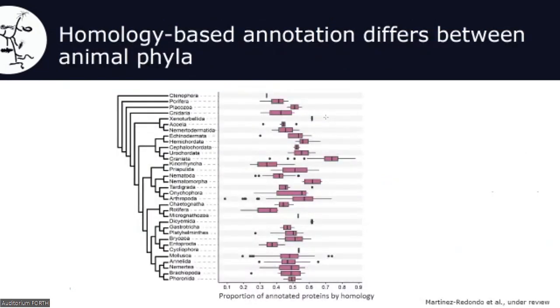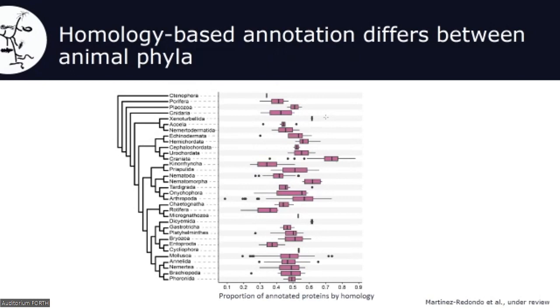Okay, so this is a small snapshot of this. These are the annotations using the method based on homology, showing the proportion of genes that are annotated by it. These are the animal phyla, and depending on the phylum that you are looking at, the proportion is different. Vertebrates, somewhere here, are the ones that have a higher proportion of genes annotated because they are more studied.